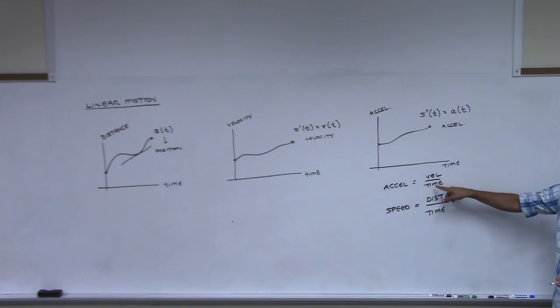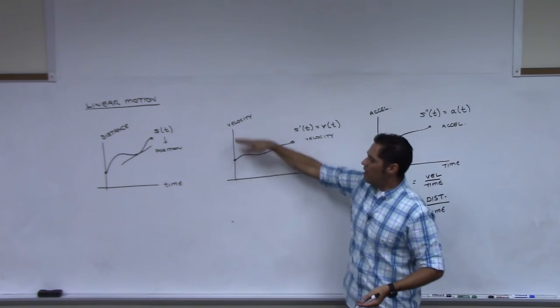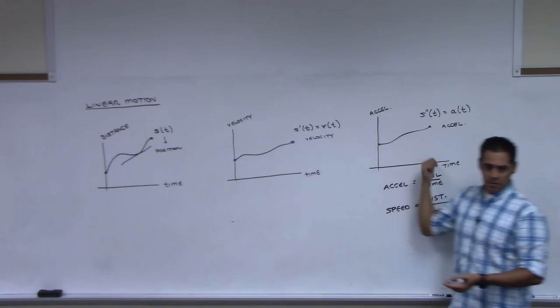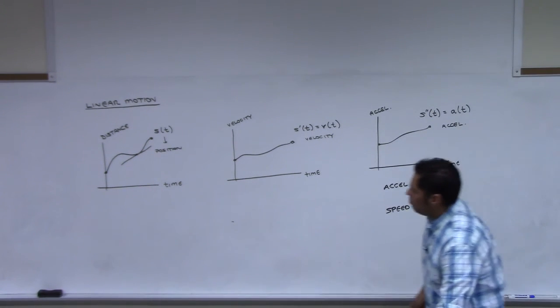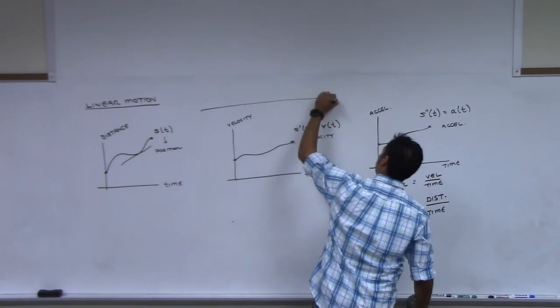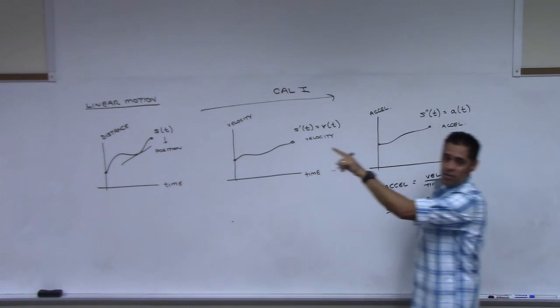That's the definition of acceleration. Well, if you take the derivative of this, it's change in velocity over change in time, and that gives you acceleration. Does that kind of make sense? Okay. All right, but we're not interested in going this direction. This was Cal 1. What we want to do is go the other direction.